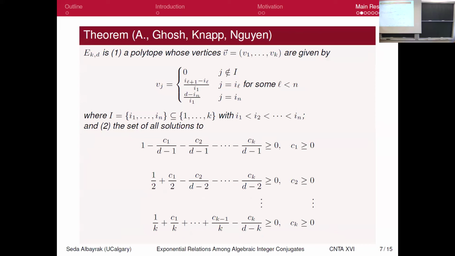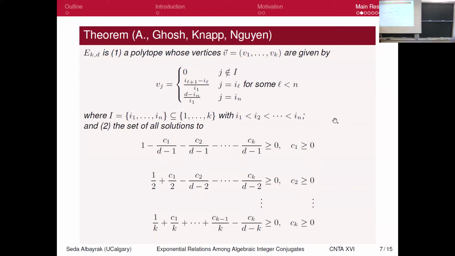And then we have the second characterization. It also happens to be the same set of solutions to these 2k many inequalities. And here you can see that k of them are just to say that the c_i's are non-negative. And even in the first inequality, you see that this is telling us that the sum of the c_i's is at most d minus 1.